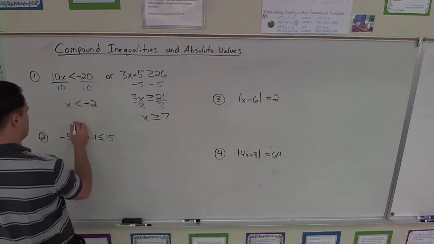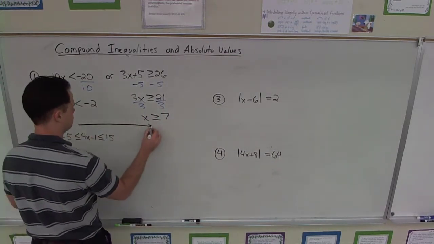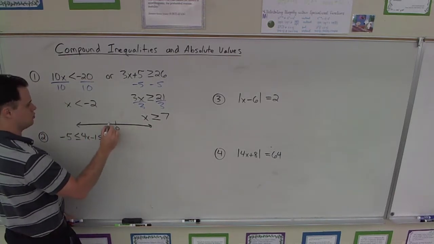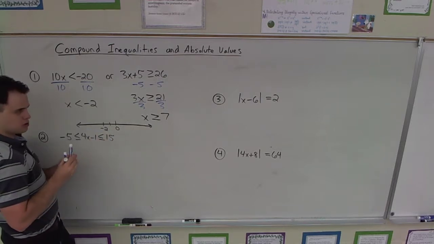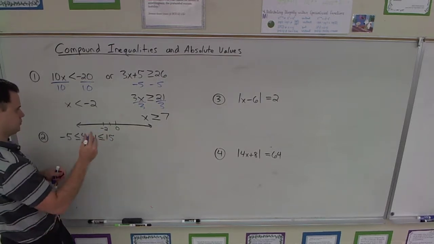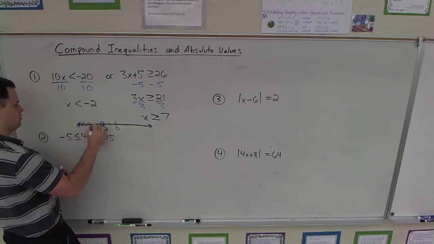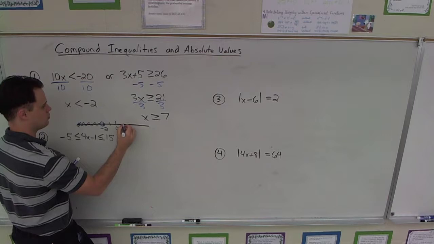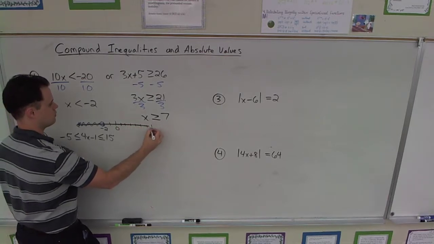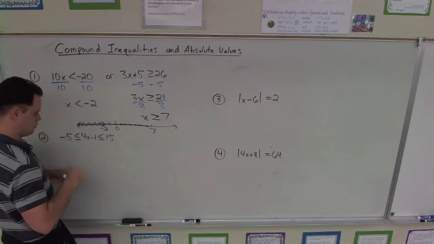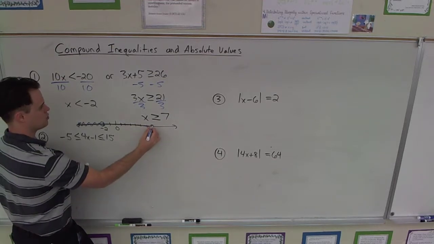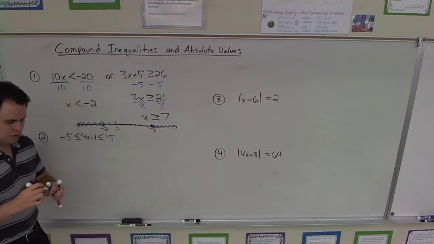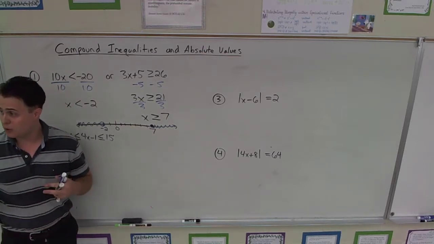So I need to graph this. Let me get my number line going in here. I'm going to graph x is less than -2, so 0, 1, 2. Open circle, of course, right? Less than. And 7. It's going to be way up here. Closed circle, of course. And up. So now, finally, let's talk about the compoundness.